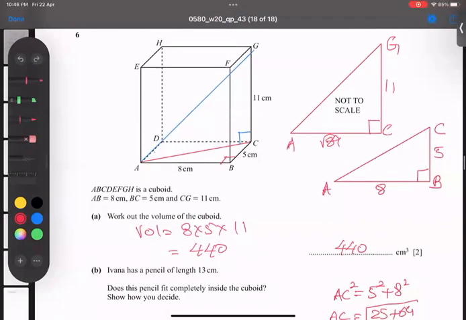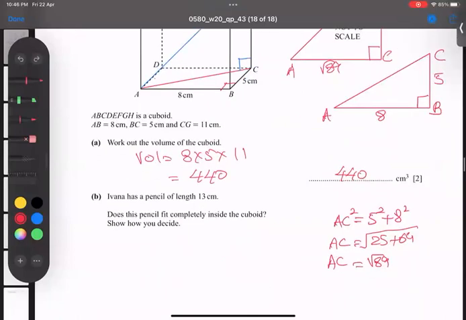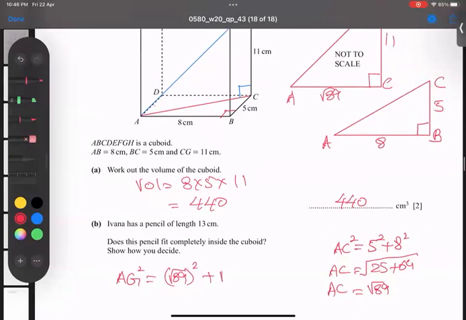Okay, now I'll apply Pythagoras theorem again, and I want to find the AG length. So what is the AG length? So AG square is equal to the square of root 89 plus the square of 11. 11 comes from here. Oh, sorry, not root. I put root by mistake. I should put square on it. Then I got 89 plus 11 square, 121.